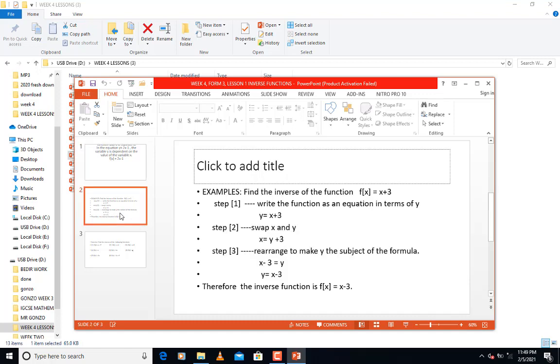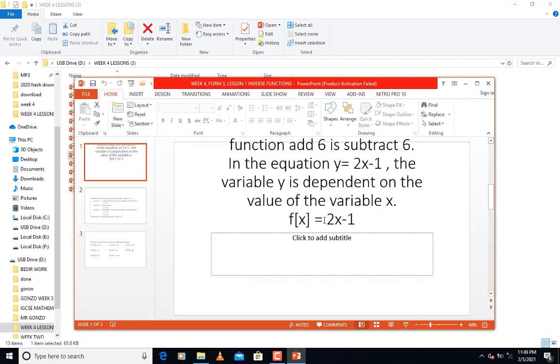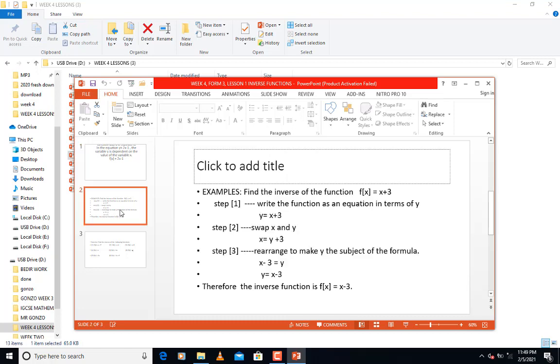The issue here is how do we write or find the inverse of a function? As you can see, f of x equals 2x minus 1 is an example of a function. We want to write its inverse, which means the reverse of this. Now look at the example: find the inverse of the function f of x equals x plus 3.